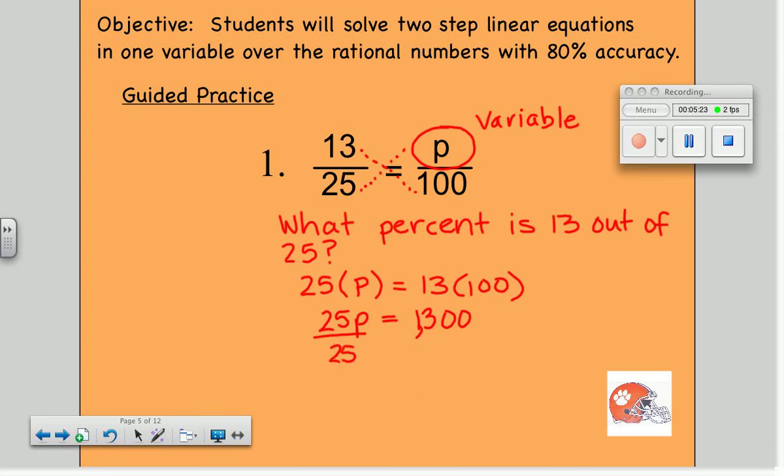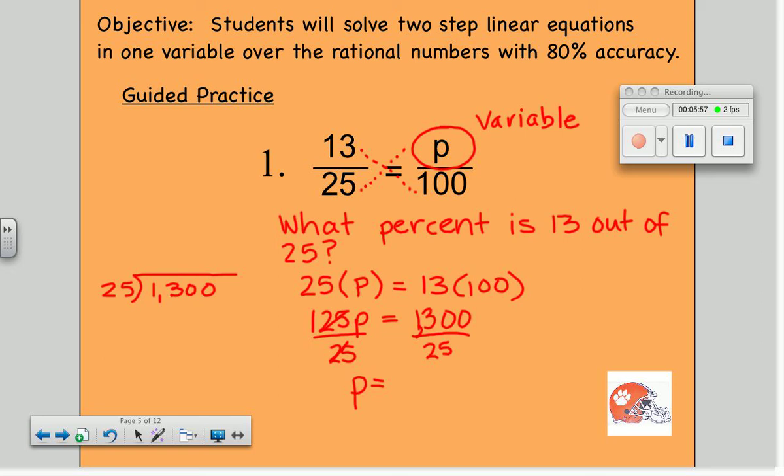The property of equality says whatever you do to one side of an equation, you must do the same thing to the other side. That means I must divide by 25 here as well. So 25 divided by 25 is 1. 1 times P is just P. And 1,300 divided by 25. Let's do long division. So we have 1,300 divided by 25.